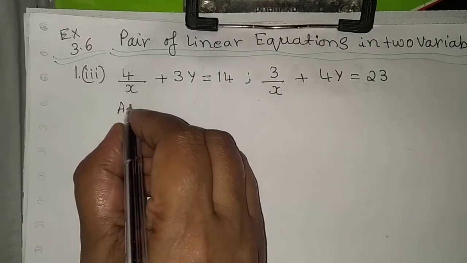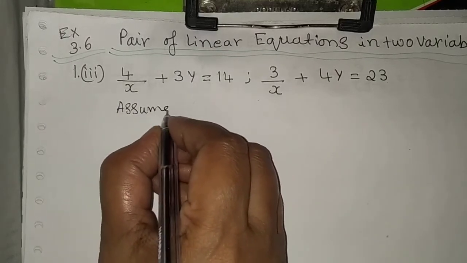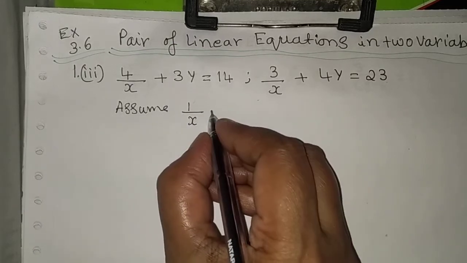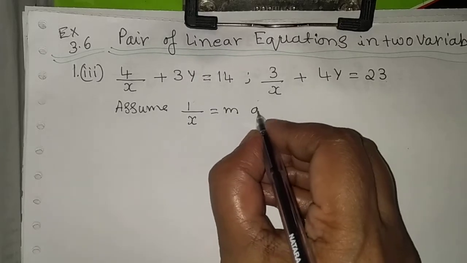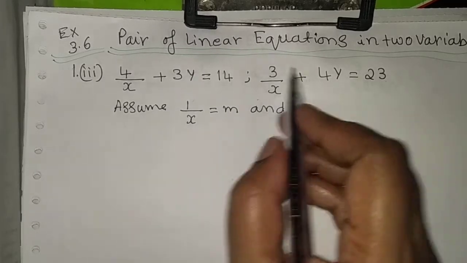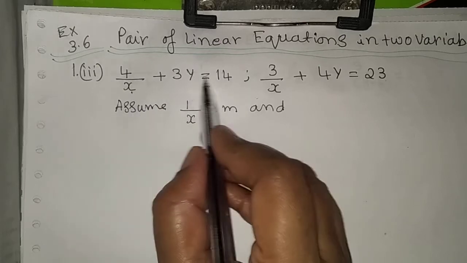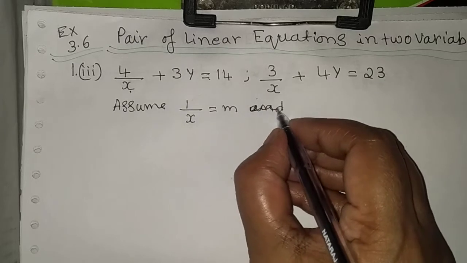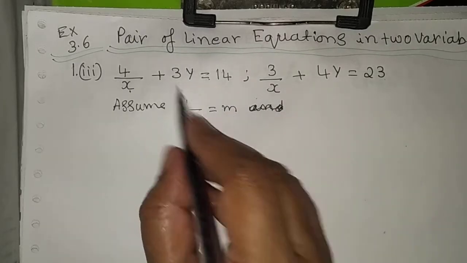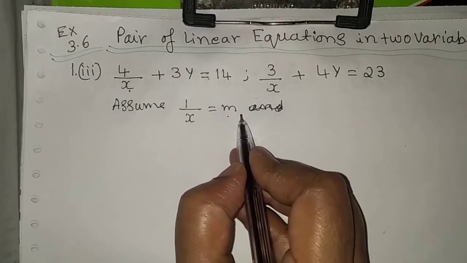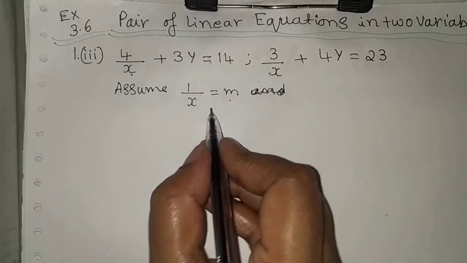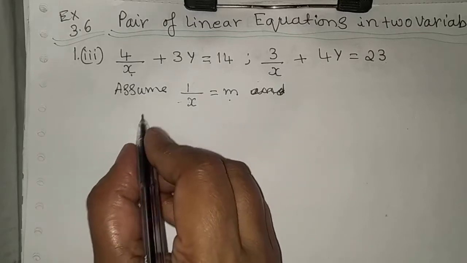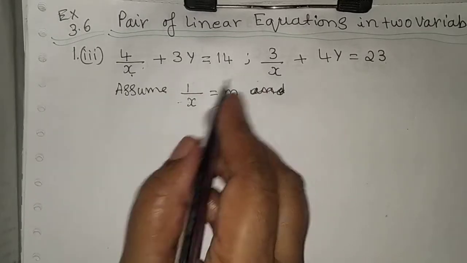Now we have to assume, as in the previous question, 1 by x is equal to m. Since there is a fraction 1 by x, we take m, and for y we just ignore it because it's not a fraction. Only for the fraction are we taking m. So as we assume 1 by x is equal to m, we substitute in the given equations.